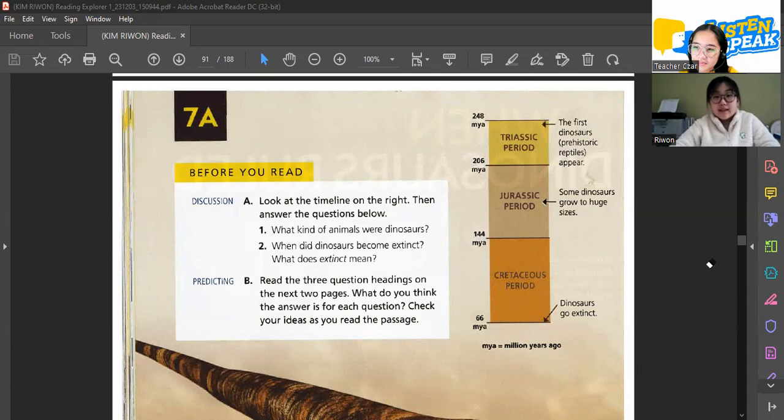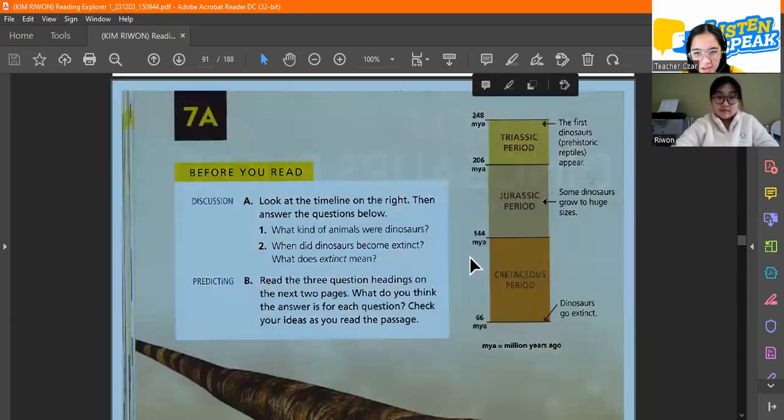That means there's no longer species such as dinosaurs. Yes, okay, good job. Or they are no longer existing on Earth. Yeah, you also have the idea. So now we will be having this one.